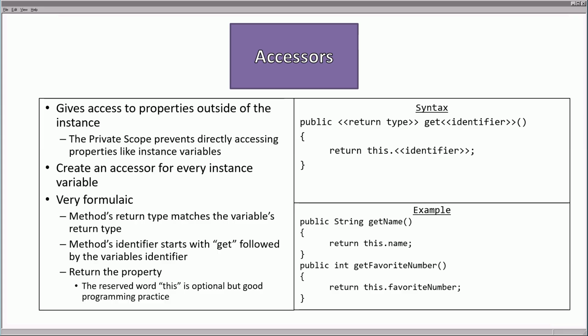So for our given example, we had two instance variables, name and favorite number. As we can see here, this is an accessor for the name. It starts out public string, because name is of type string, get, the identifier, which is name, and then we just return this dot, the instance variable, name. Same thing here with favorite number. Public int, the favorite number is an integer value. Get, here's the identifier, favorite number, and then we return this dot favorite number.